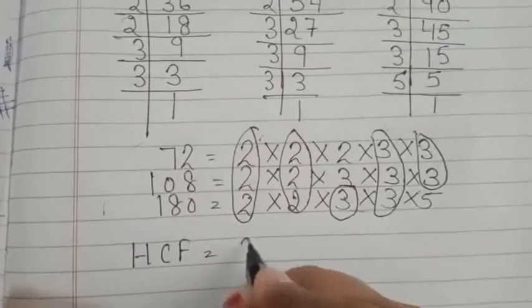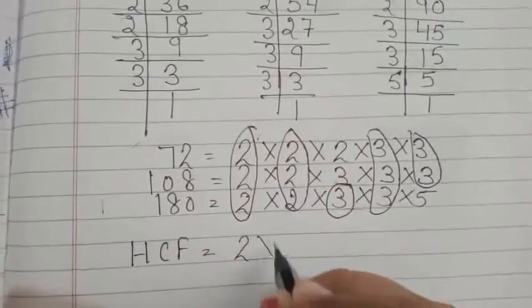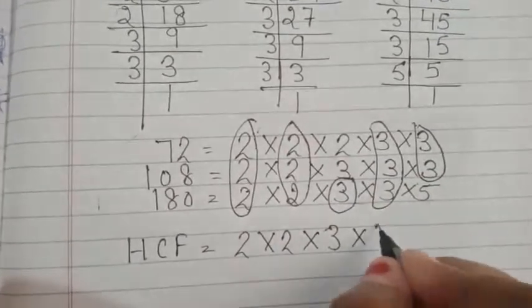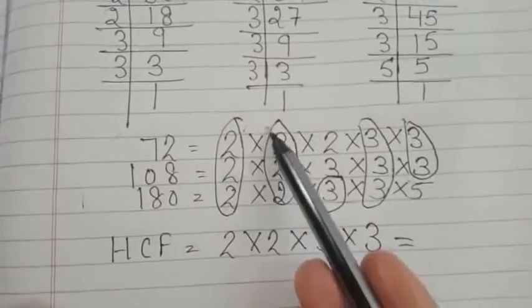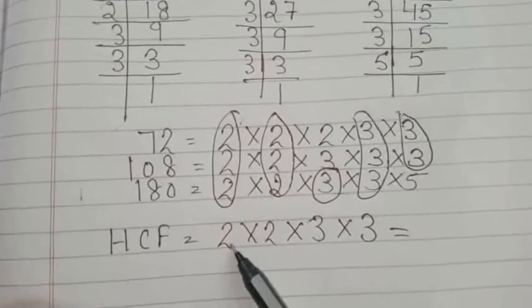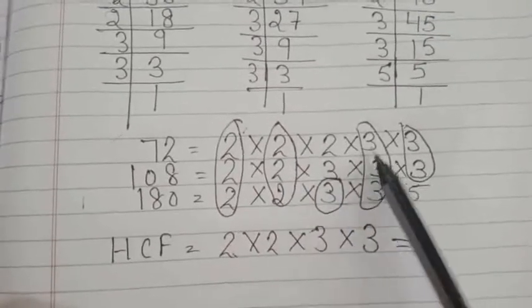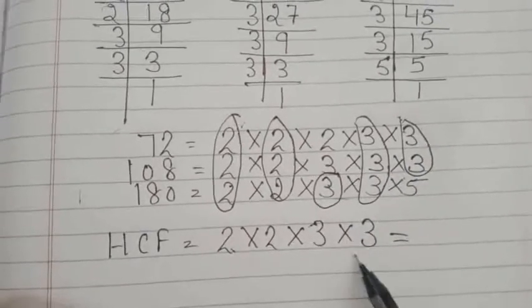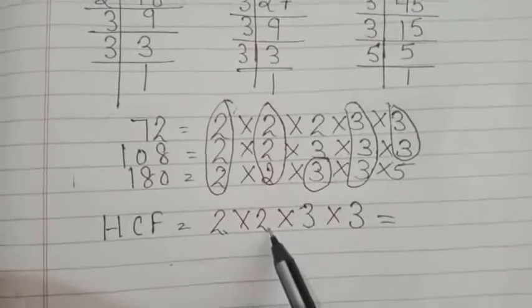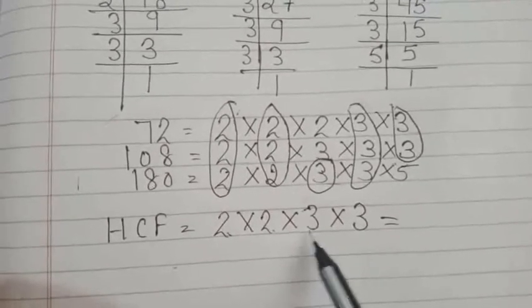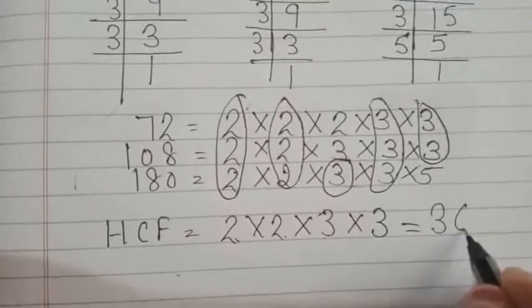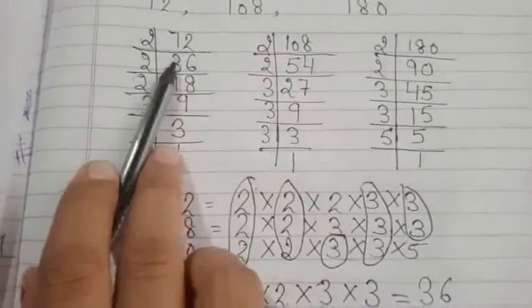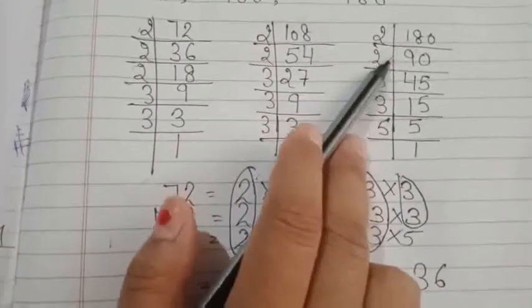HCF of these numbers will be 2 multiply by 2, multiply by 3, multiply by 3. So see, the pair I have made will be counted as 1. So 2 2s are 4, 4 3s are 12, 12 3s are 36. So 36 will be the HCF, and 36 is the number by which all these numbers will be divided.